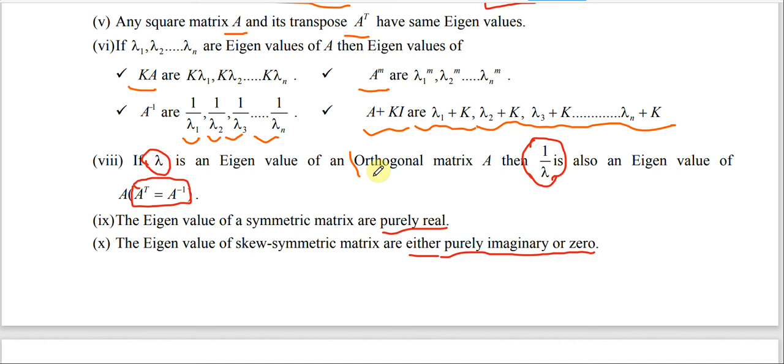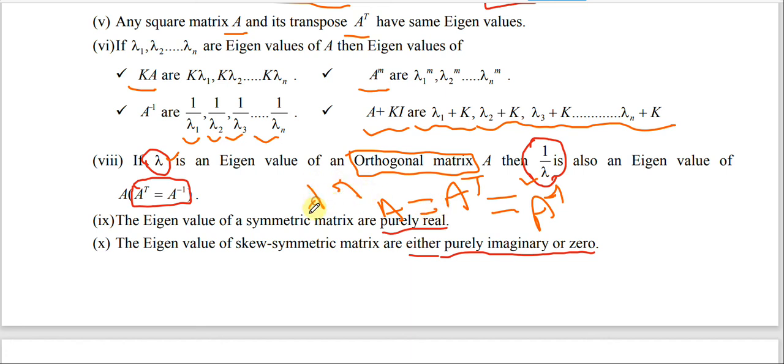If there is an orthogonal matrix, and lambda is its eigenvalue, then 1 by lambda will also be an eigenvalue. Can you prove this? Why is it coming? Because we know that an orthogonal matrix means A transpose equals A inverse. And we know that if lambda is an eigenvalue of A, then 1 by lambda will be an eigenvalue of its inverse. Since A transpose equals A inverse and they have the same eigenvalues, lambda and 1 by lambda should both be eigenvalues.